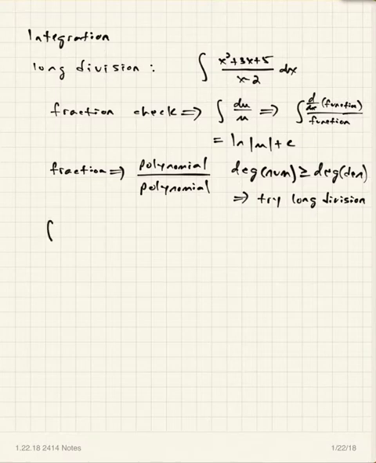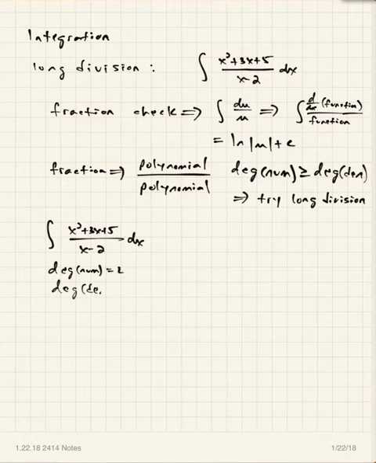Like in our problem right here, the degree of the numerator is 2 and the degree of the denominator is 1. So this is a case where long division ought to come up in your head when you see this integral, and you say, hey, maybe long division is going to help me in this problem. So what you do is you take x squared plus 3x plus 5 and you divide it by x minus 2.